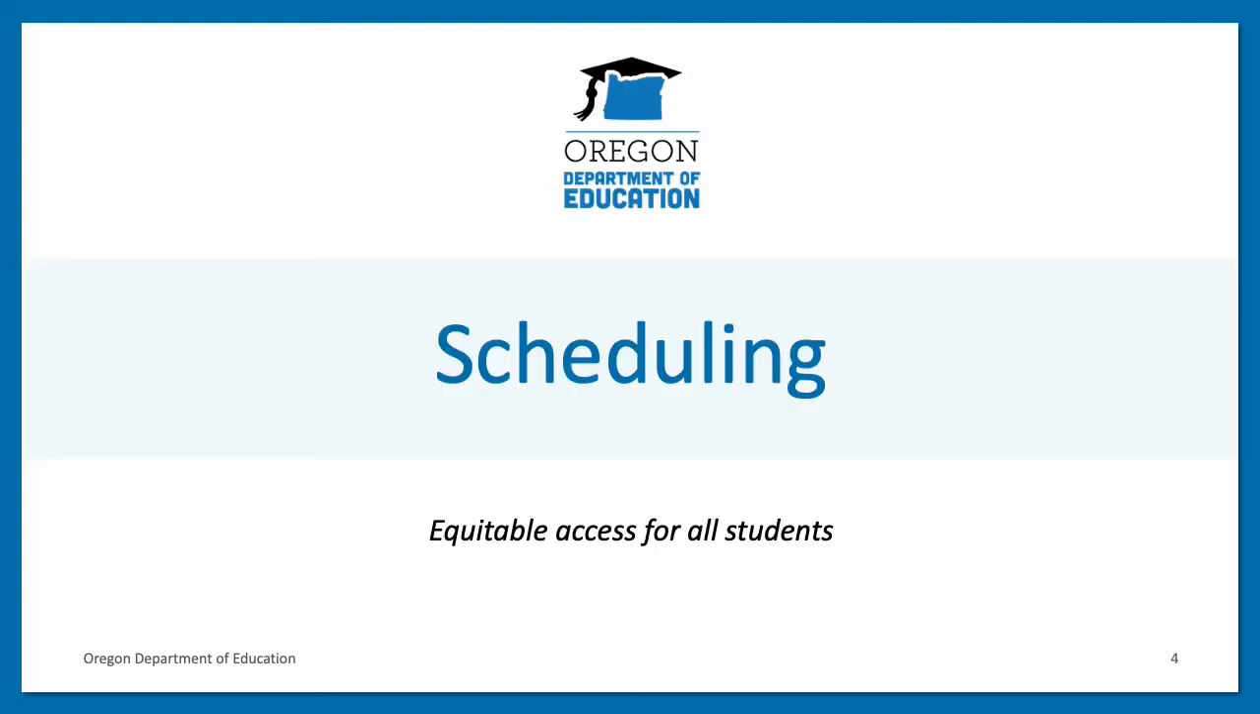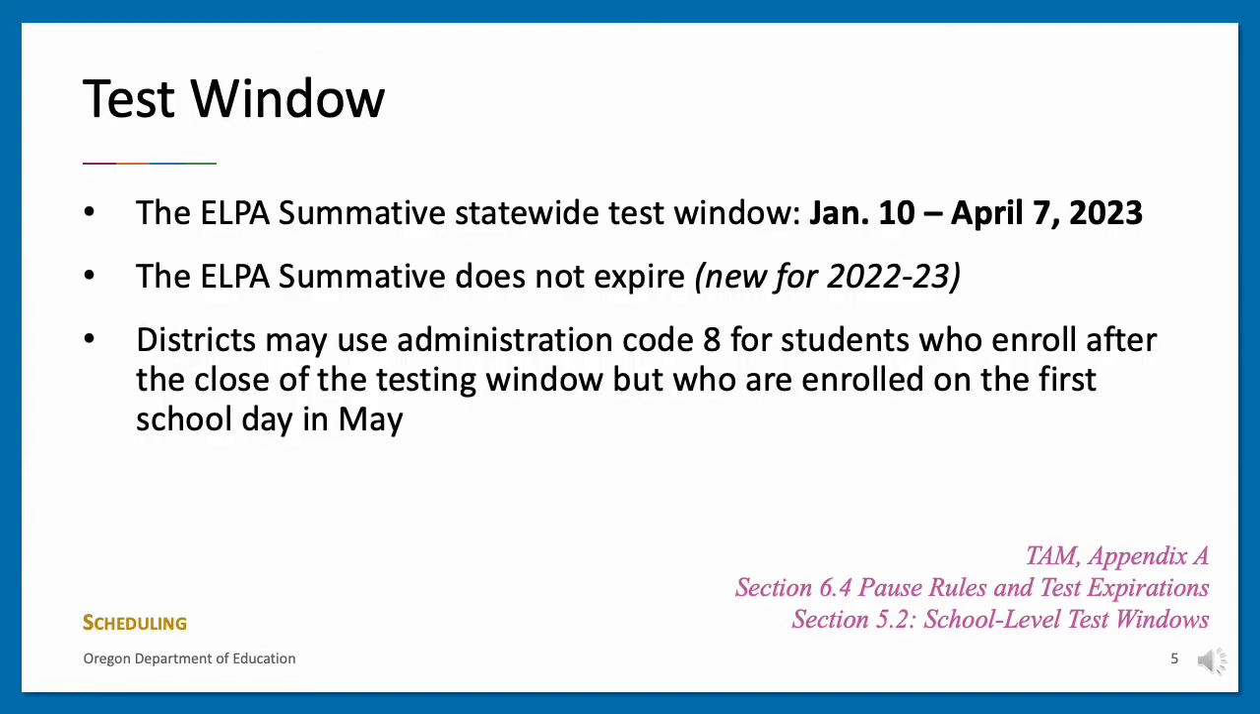Now we'll discuss scheduling. On this slide, you will see the testing window for the coming school year. Districts may enter Administration Code 8 for students who enroll after the close of the statewide test window, but who are enrolled on the first school day in May. For more information about school-level test windows, please refer to Module 1, Test Coordinators, and Section 5.2 of the Test Administration Manual.